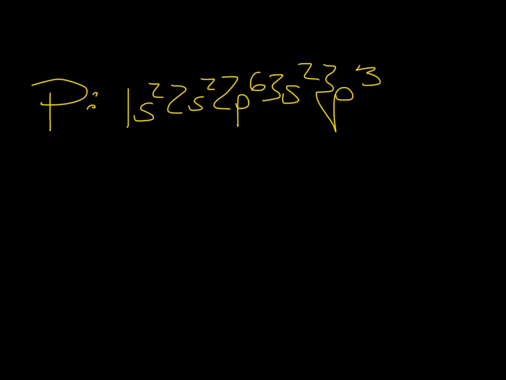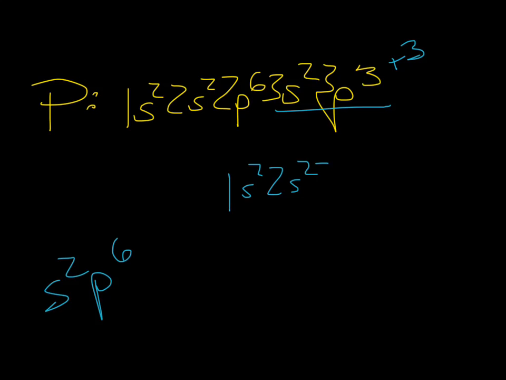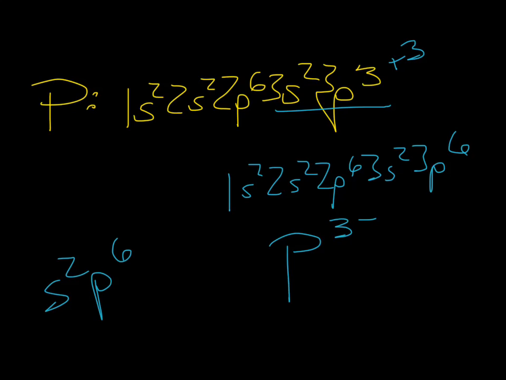So remember, he wants to be s2p6, and he's going to do that by gaining electrons because he's very electronegative. So we could add 3 electrons here, right? And that'll give him 3s2, 3p6. So he'll be 1s2, 2s2, 2p6, 3s2, 3p6. So he is now phosphorus with a 3 minus charge and is isoelectronic with argon.